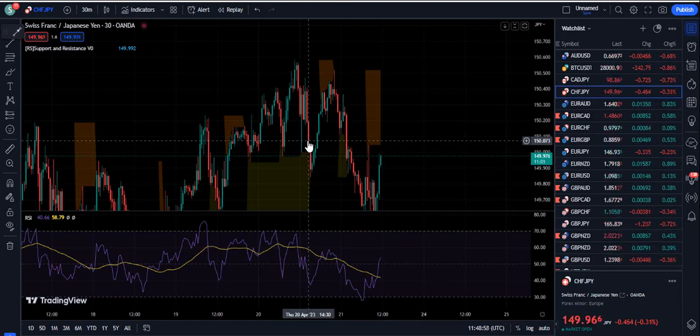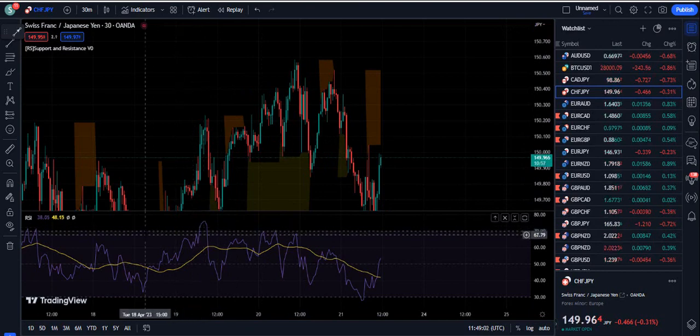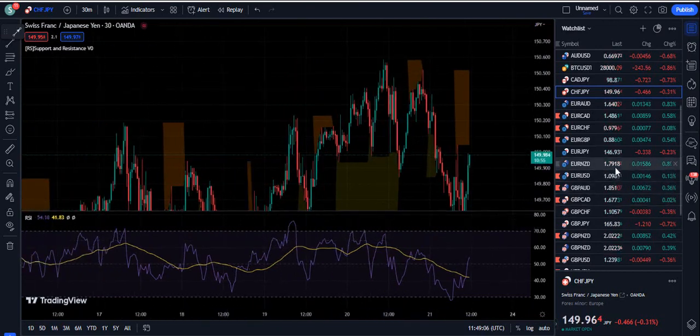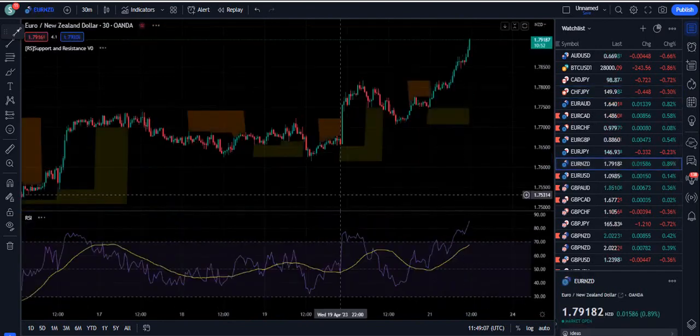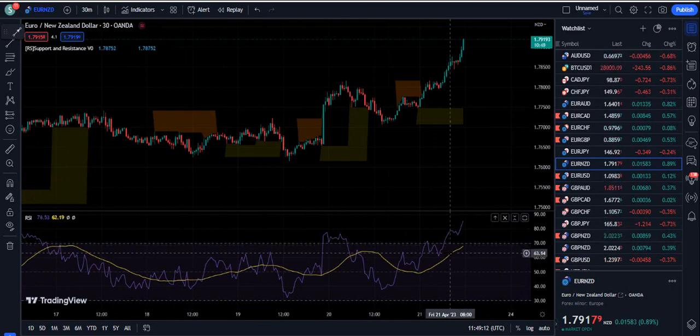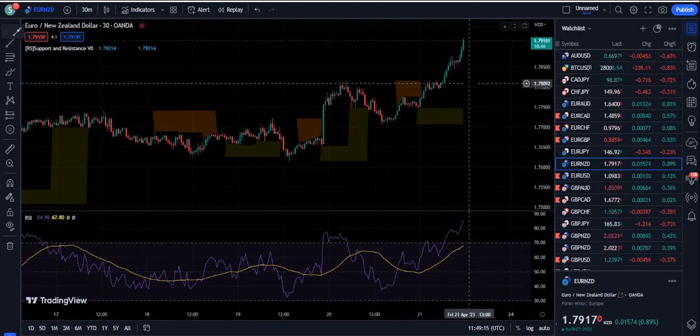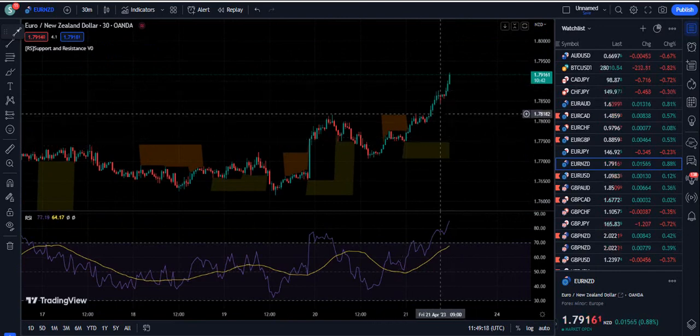The RSI can remain in overbought, so it will stay here. If you do not have the idea about it, you will get the idea while trading during the fundamentals. Look at here, this is an example: as per the RSI it was overbought, but you can see this is strongly going to the upside. That's what I want to teach you.